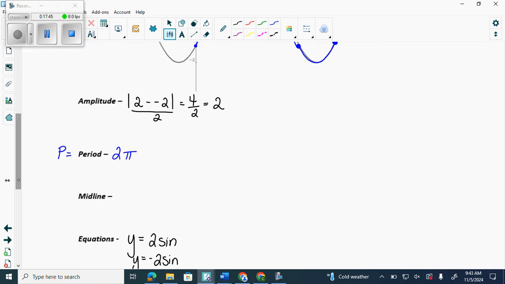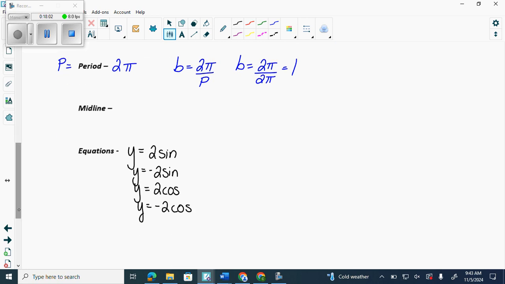So this one has a period of 2π. Okay, cool. b equals 2π divided by P. b equals 2π divided by 2π. What is my b? 1. Why is it a 1? Because 2π is the original period, and if it's still 2π, it's 1. So we go to our equations. We get 1.